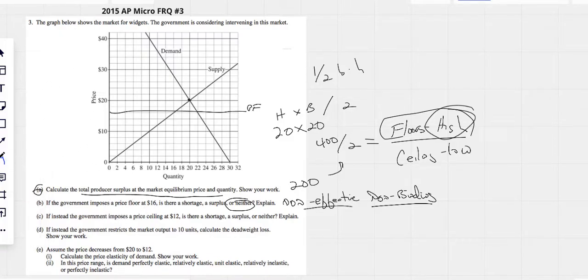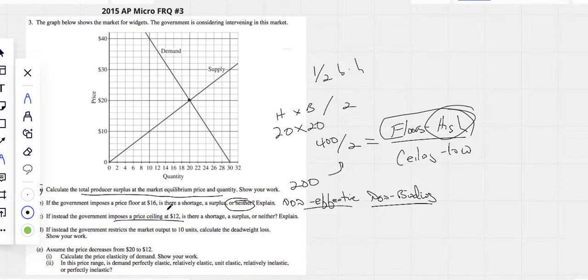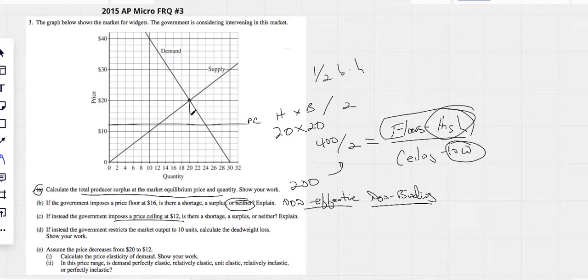All right, let's get rid of those. And let's say that instead the government imposes a price ceiling at 12. This is our price ceiling. We know ceilings are low. This is below the equilibrium, so it must be binding or effective. At this price ceiling, our quantity demanded would be 24, and the quantity supplied would be 12.